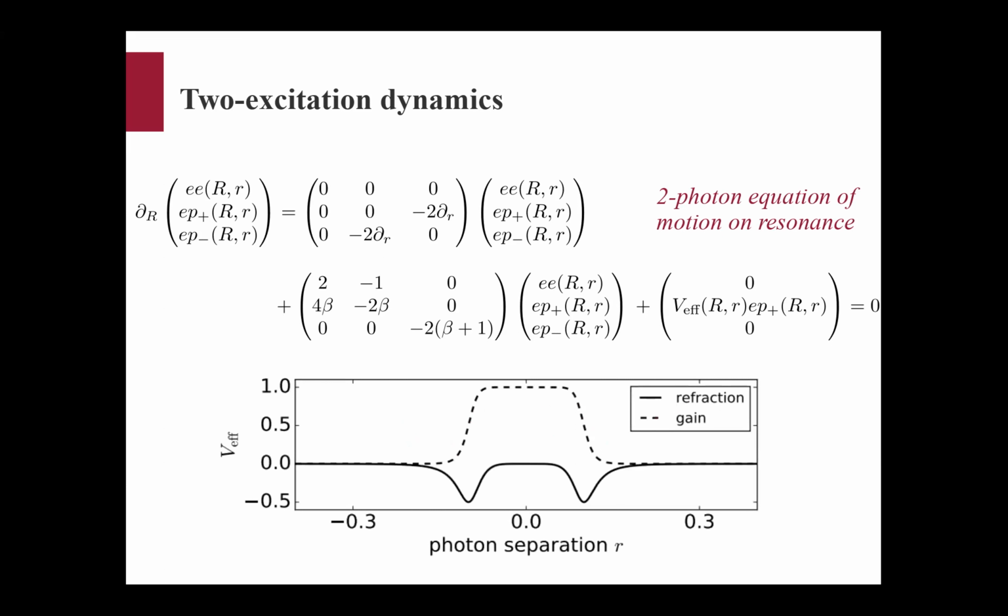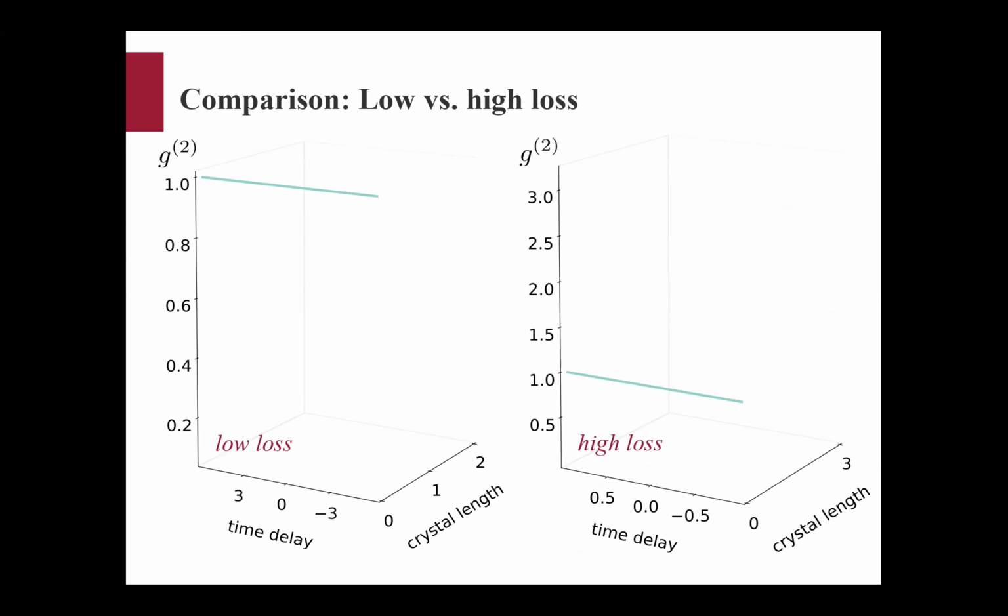Okay, so this potential looks like this. It has a flat top or soft shoulder form. At short separations, there's relative gain, so the photons are relatively protected against absorption. And then there's also a nonlinear refractive part to this potential. Okay, so enough with these equations. Let's see how a photon pair would propagate through the crystal. What we see here is a plot where, into the plane, we see the crystal length. We propagate further and further through the crystal length and look at the correlations of the wave function at the output. We do this in parallel for conditions of low loss, so low beta, and high loss, high beta.